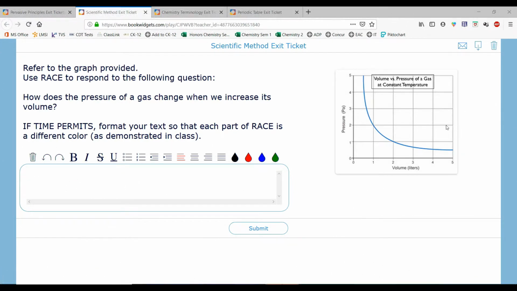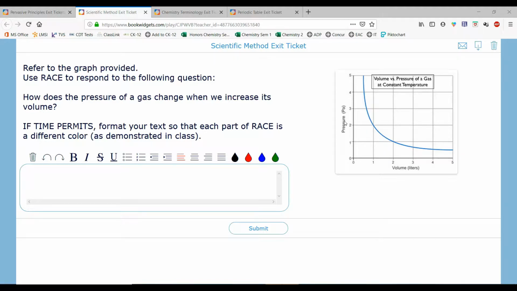Here we're doing the scientific method exit ticket answer key or solution. Over here on the right we have a graph of volume versus pressure, and the units are liters versus pascals. It's a nice clean 1 through 5, or 0 through 5, on each side. The graph has a title: volume versus pressure of a gas at constant temperature.